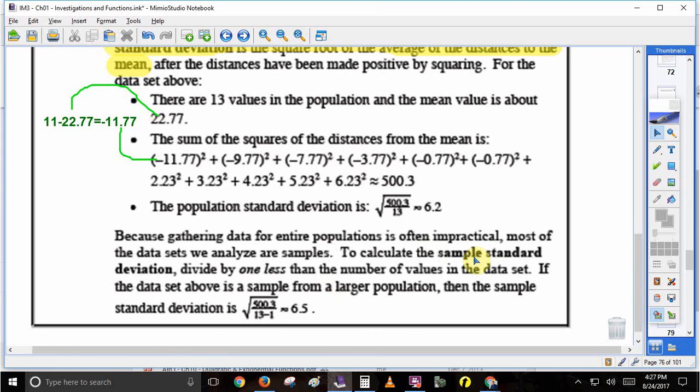And there's also this thing called a sample standard deviation. Let's talk about that, because gathering data for the entire population is often impractical. Most of the data sets we analyze are samples. To calculate the sample standard deviation, divide by 1 less than the number of values in the data set. If the data set above is a sample from a larger population, then the sample standard deviation would be the 500.3 divided by 12 instead of 13, which would give you a slightly higher standard deviation.